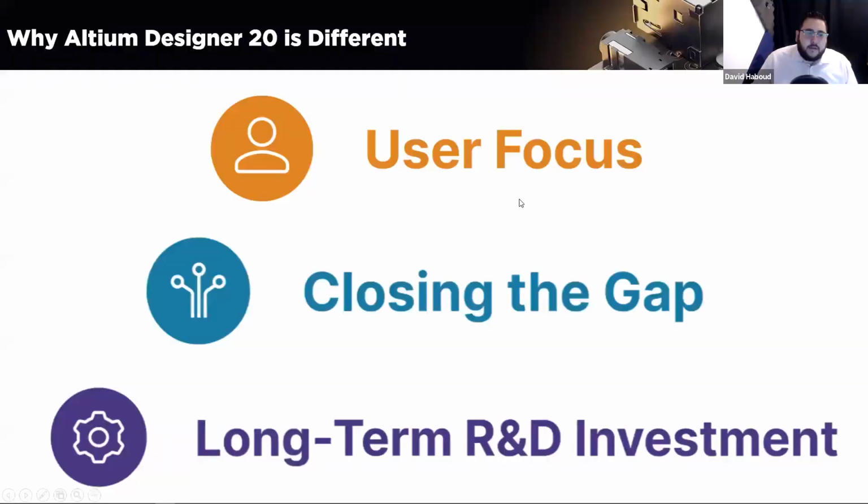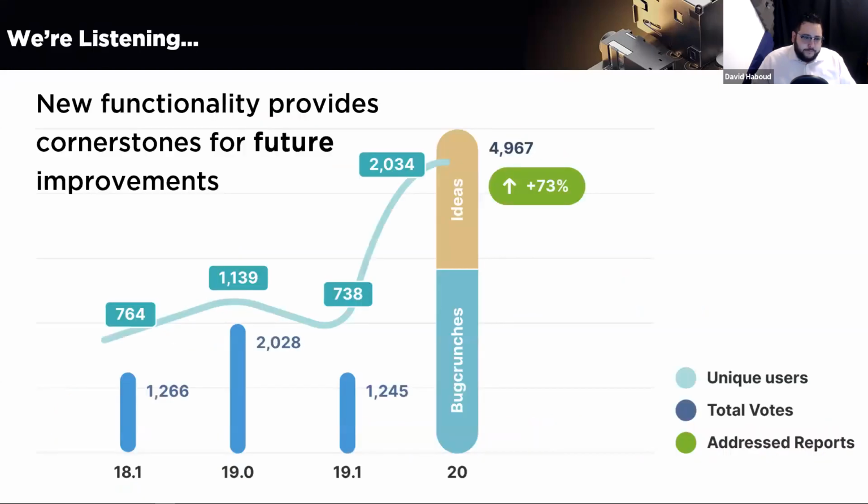Let's get started. So what makes Altium Designer 20 different? Altium Designer 20 is a very unique release because it is the culmination of the intersection of three distinct initiatives. We're going to talk a little bit about each of them and why they are unique. So the first one is user focus, second, closing the gap, and the last one, long-term investment in R&D. So first, let's talk about our focus on the user.